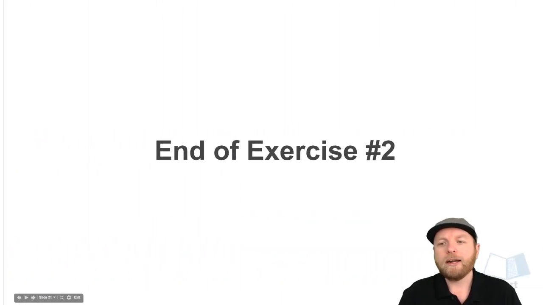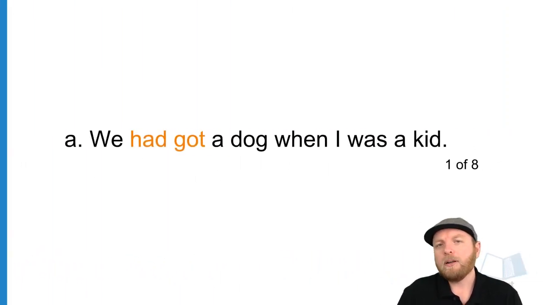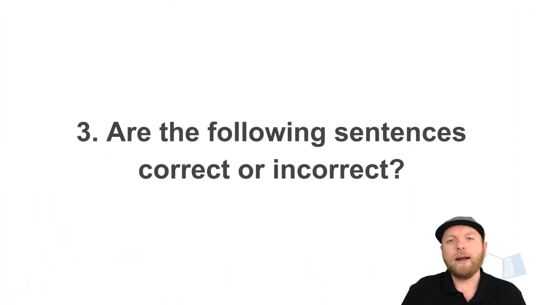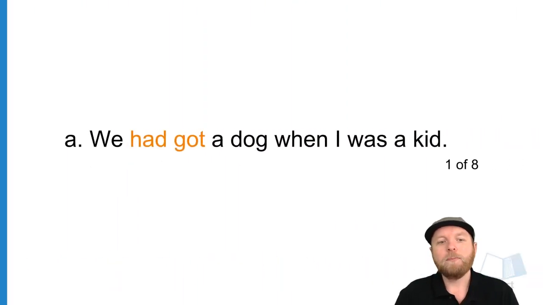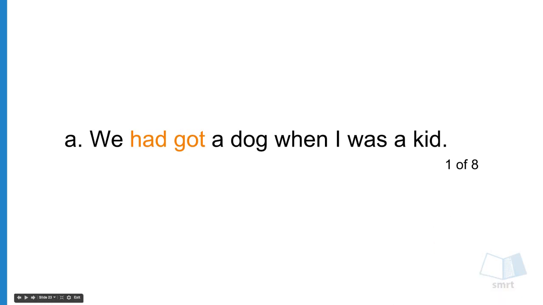Okay, one more exercise, and we don't have a lot of time, so maybe I'll only do about 4 of these. Okay, in this exercise, are the following sentences correct or incorrect? So please type A, correct, or A, incorrect, okay? Example: we had got a dog when I was a kid. We had got a dog. Is this correct or incorrect?